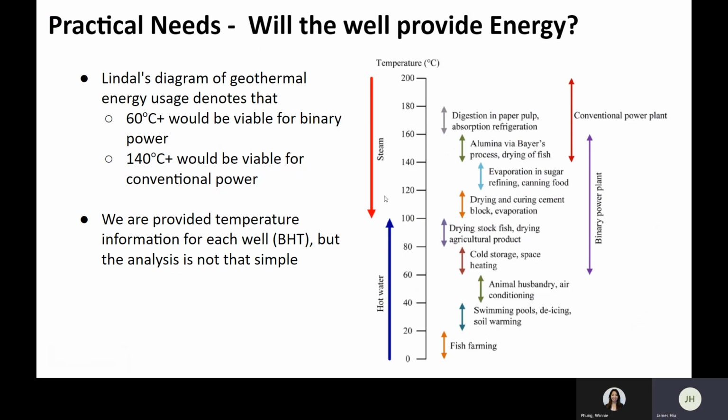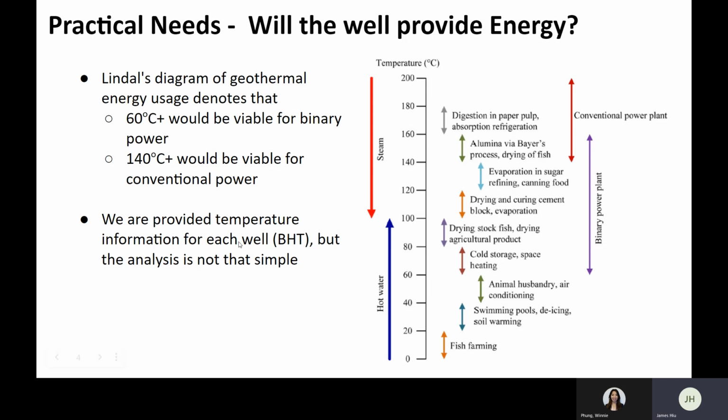For starters, will the well provide enough energy? According to Lindell's diagram, any well that is 60 degrees or above would be viable for a binary power plant, and any well that's 140 degrees or above would be viable for a conventional power plant. So we are looking for any well that is 60 degrees or above.